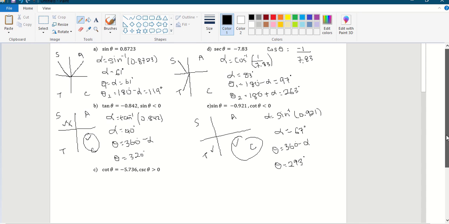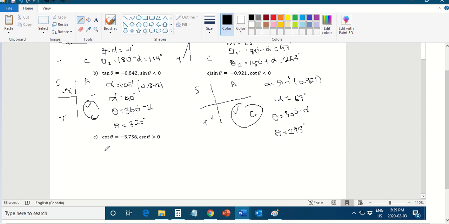Let's look at this one. We have cot theta equals negative 5.736. So let's plot this again. We have cot theta, so all S T C. Cot is the reciprocal of tan, negative, so that's in this quadrant and this quadrant. And cosecant greater than 0. Cosecant greater than 0 means sine positive. That means that happens in the second quadrant.